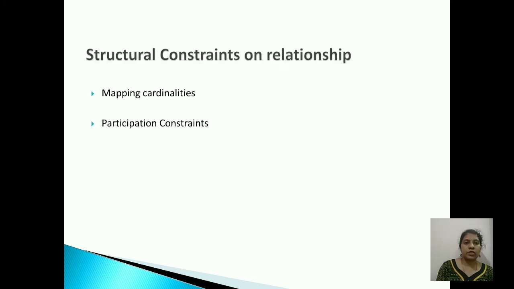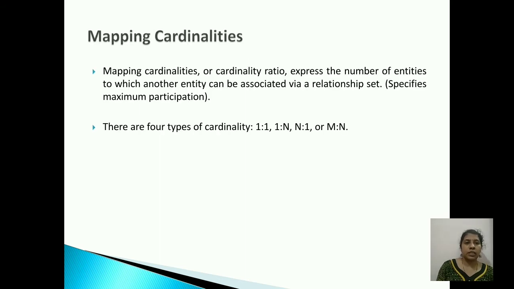Now, structural constraints on relationships. There are two main constraints: mapping cardinalities and participation constraints. Mapping cardinalities means we specify the cardinality ratio. Cardinality ratio expresses the number of entities to which another entity can be associated via a relationship set. So how many entities are related to other entities using the relationship, that ratio we specify in the cardinality.